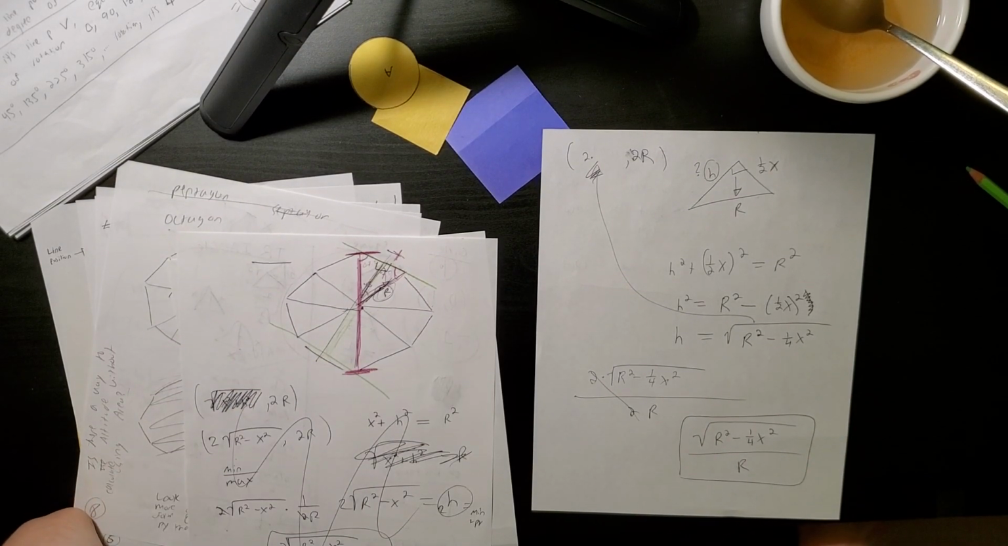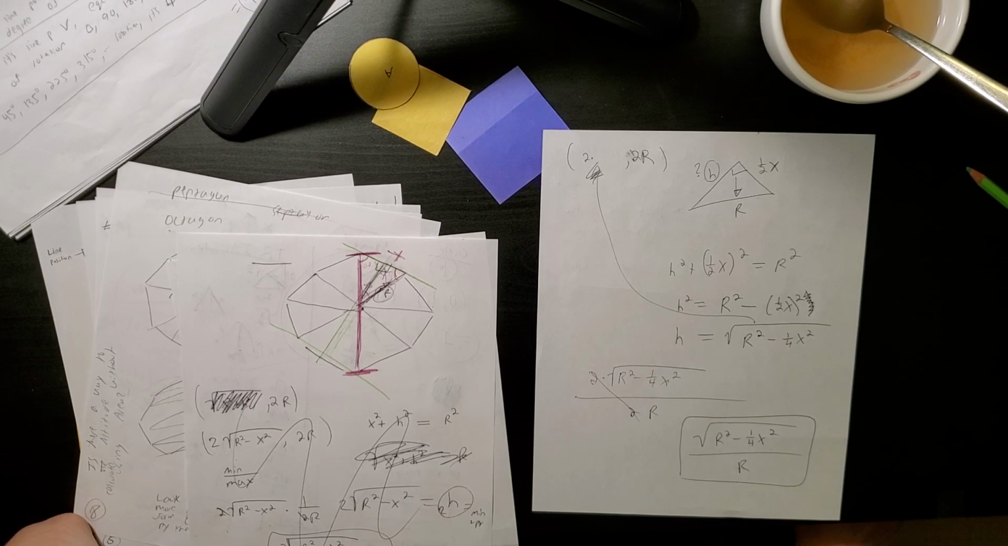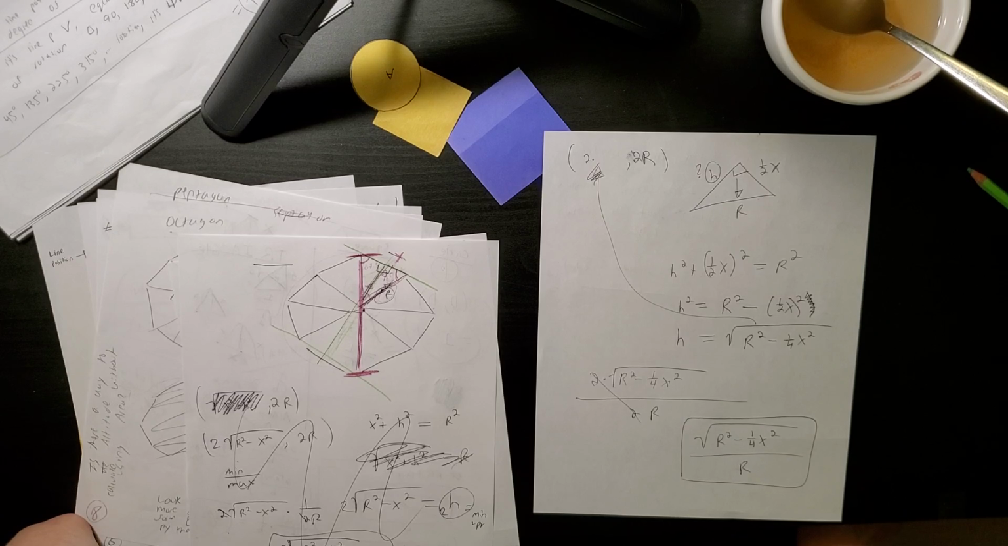That doesn't look like anything I know from any of the other shapes. But I feel like if I found another way to write r in terms of x, then maybe this would turn out to look like something else.